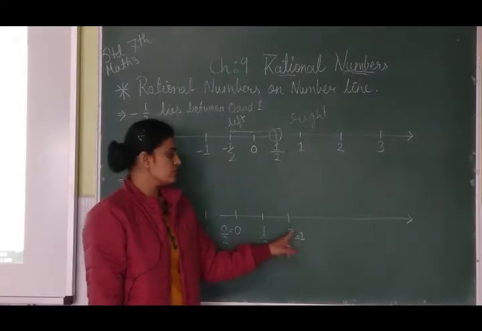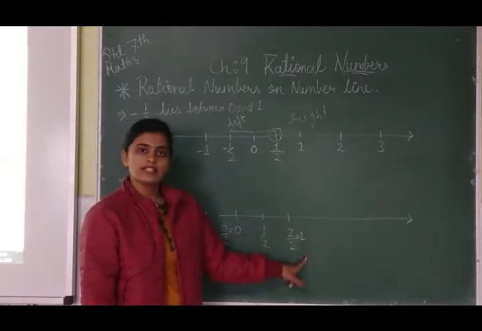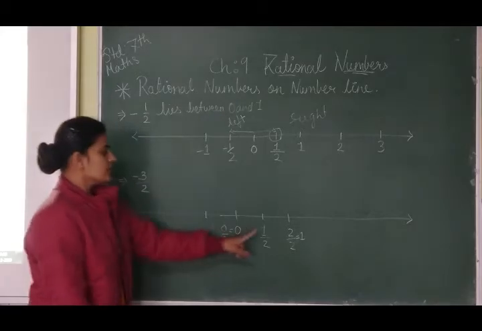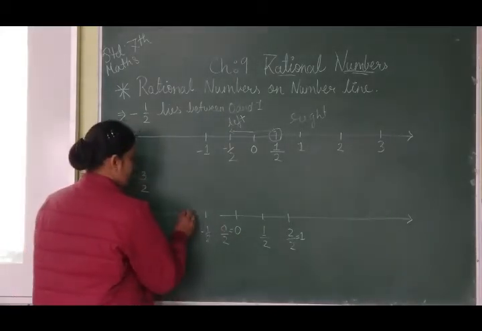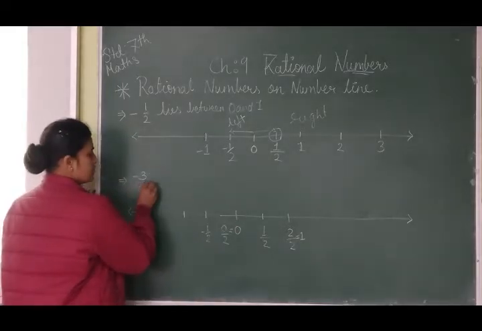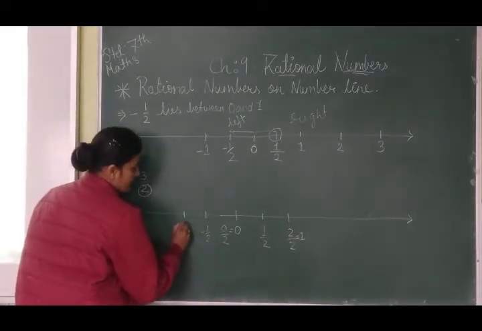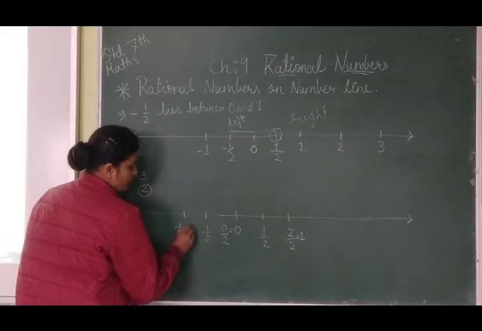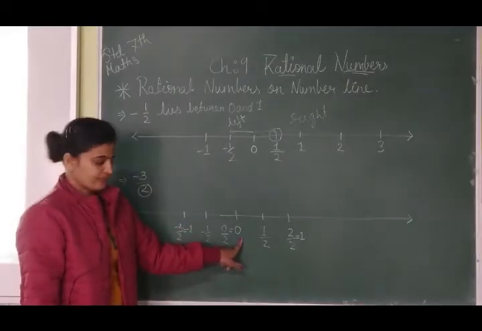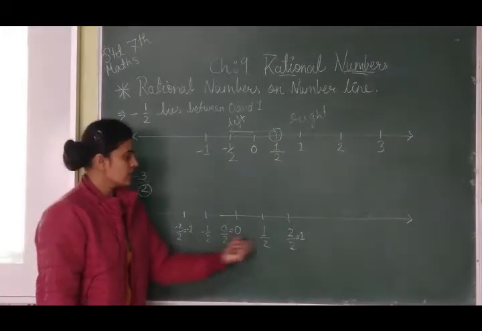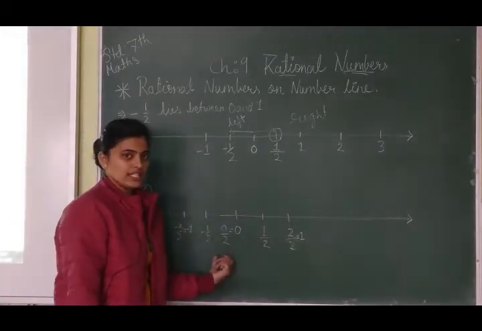It will be equal to 1. So this is the same as 1. So here we can write down minus 2 by 2. Denominator will be the same, everywhere it should be 2 only. So minus 2 by 2, what will it be? Minus 1. So here 0, minus 1 by 2, 1 by 2, both sides at equal distance.